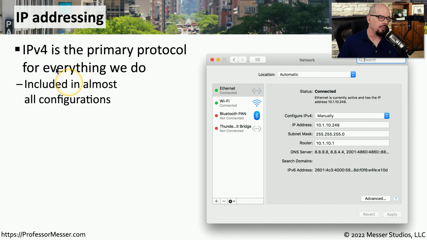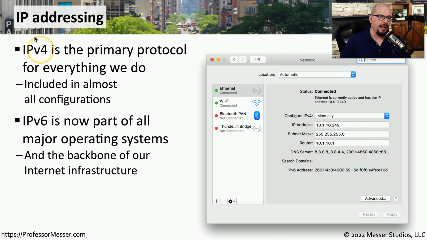IP version 4, which you'll commonly see written as IPv4, is the primary protocol for almost everything that we do on today's networks. If you're communicating between two different devices, IP addresses will be used on both of those devices. There's a newer version of IP called IP version 6 or IPv6, and you'll find that most major operating systems now support both IPv4 and IPv6 on those systems.